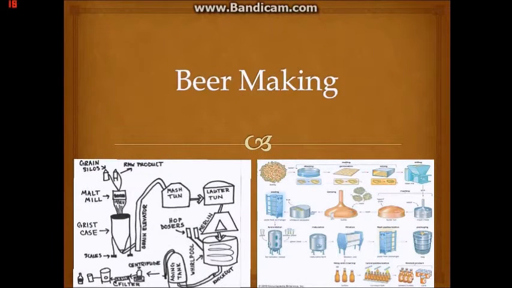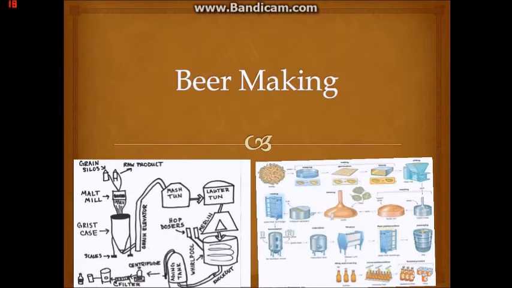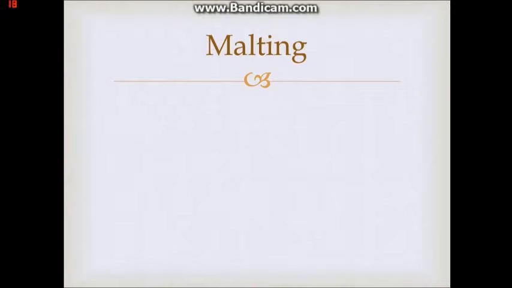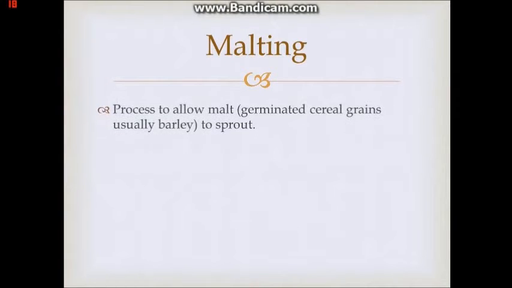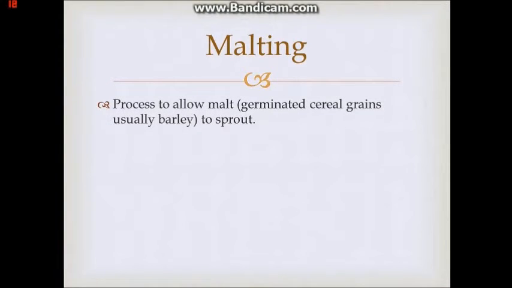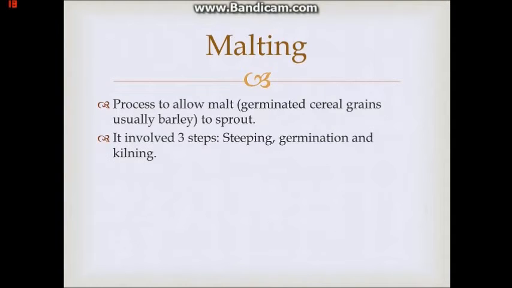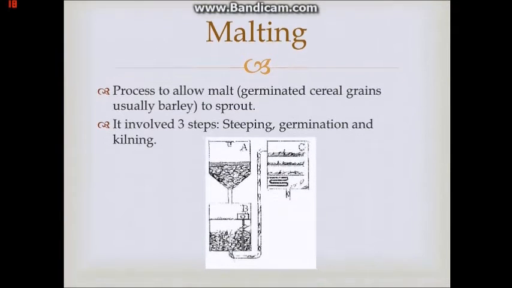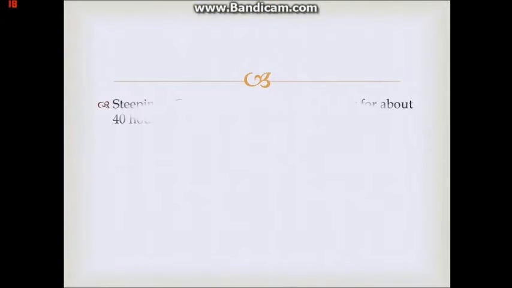The making of alcoholic beverages. Beer making. Firstly, malting. The process to allow malt, usually barley, to sprout. It involves 3 steps: steeping, germination, and kilning. Firstly, steeping. The grain is soaked in a vat of water for about 40 hours.